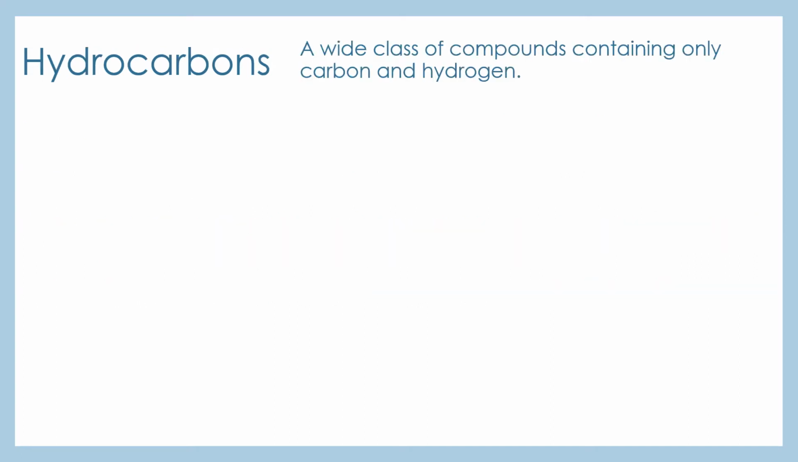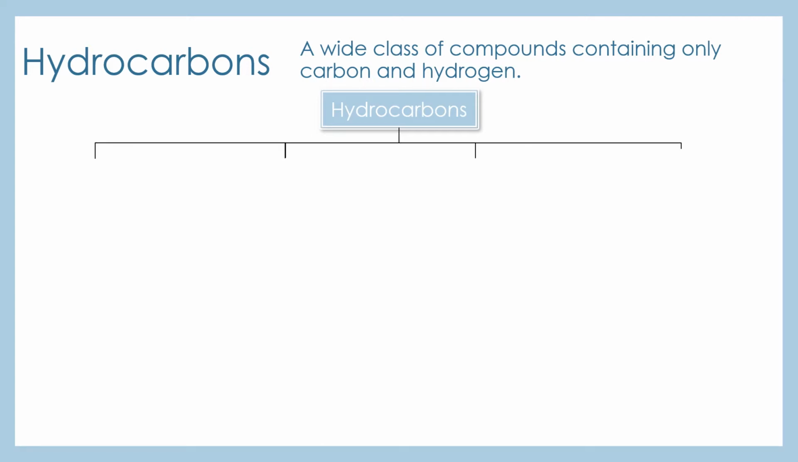So let's start with hydrocarbons. Hydrocarbons aren't exactly a functional group. They're not particularly reactive, but it is a large piece of a molecule. Hydrocarbons are a wide class of compounds containing only carbon and hydrogen. And they can be broken down. So I have this kind of flow chart here to break it down into categories.